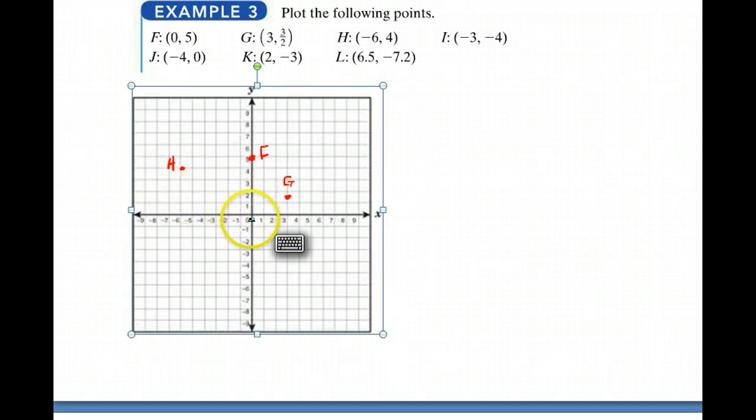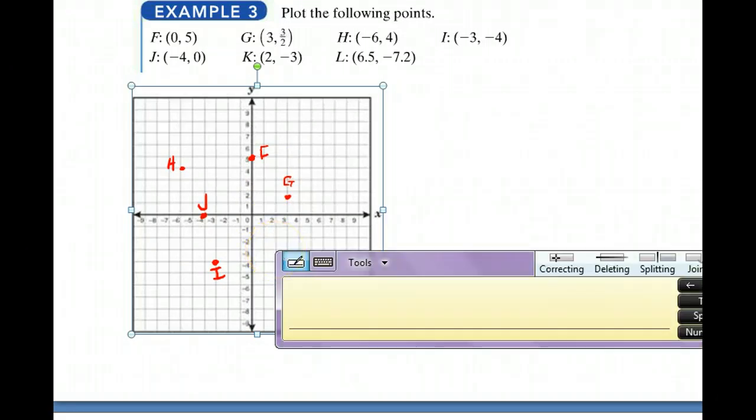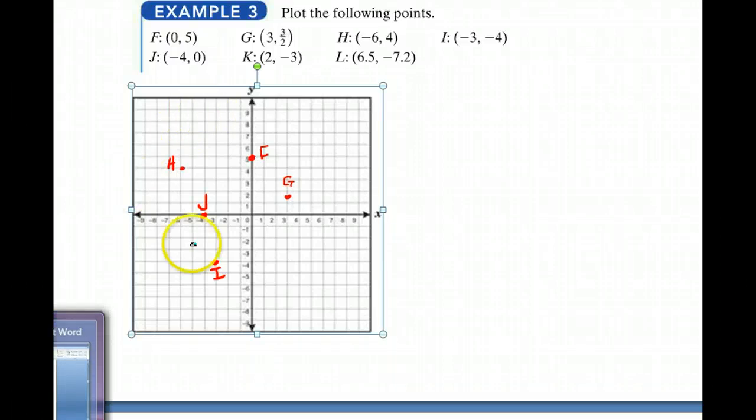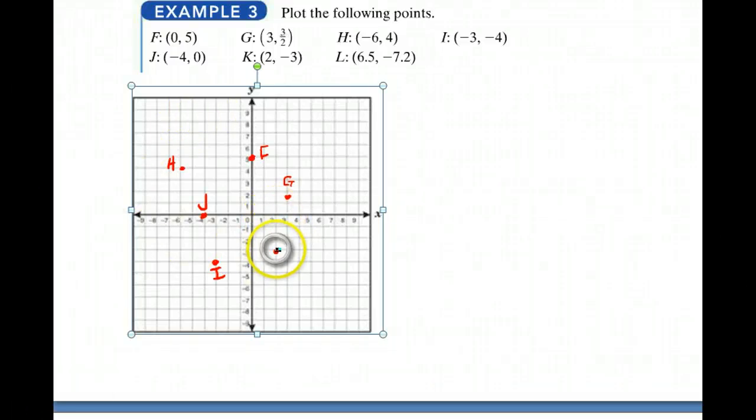For I, we're moving to the left 3 and down 4 and labeling that as I. For J, we're moving to the left 4 and we are not moving up or down. We're keeping that right on the x-axis. It has no height to it. Letter K, we're moving to the right 2 and down 3. Sorry about that. So we wanted to move to the left 3, or to the right 2 and down 3, I apologize, and label that with a K.